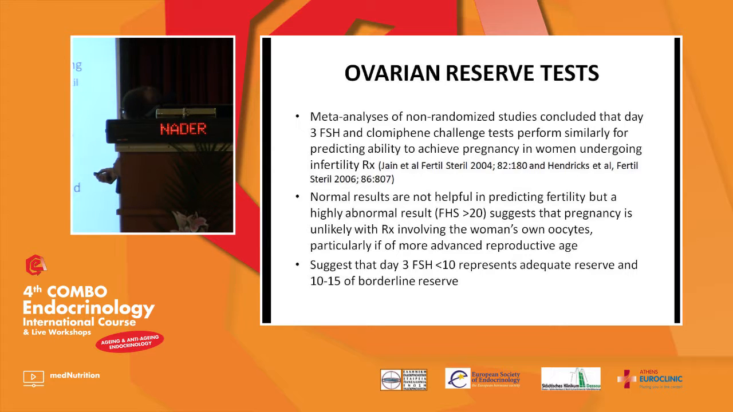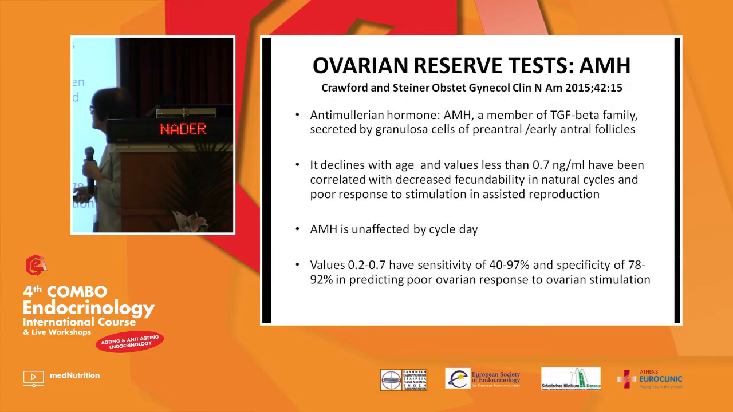Normal results are not very helpful in predicting fertility, but a highly abnormal result, such as an FSH of greater than 20, suggests that pregnancy is unlikely to occur with treatment involving the woman's own oocytes, particularly if she is of more advanced reproductive age. And it's been suggested that a day 3 FSH less than 10 represents an adequate reserve, and 10 to 15 is a borderline reserve, if you want the number to use.